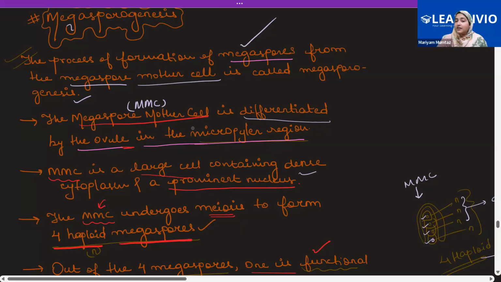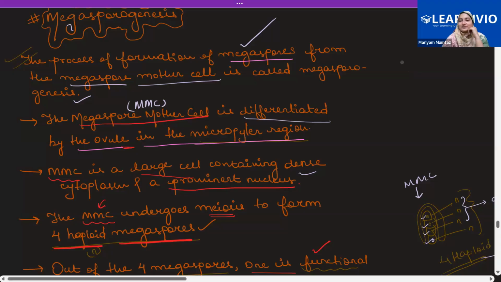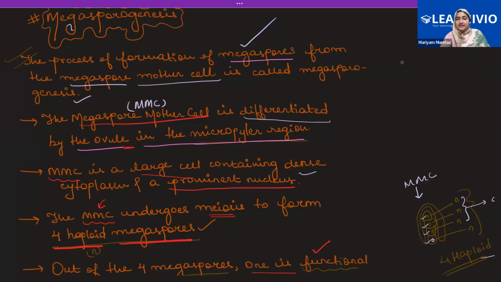Is the micropyle region the tip or the base? The tip. Very good. What is the name of the base? What is just opposite to the micropyle? Chalaza. Very good. So the chalazal end is the basal end or the base, and the tip or the top is the micropyle.